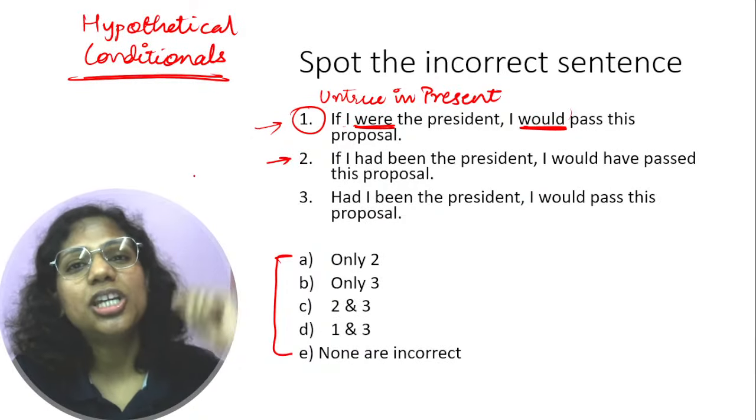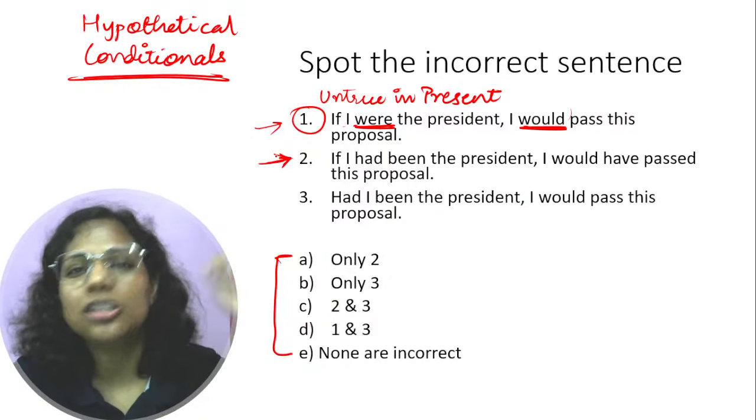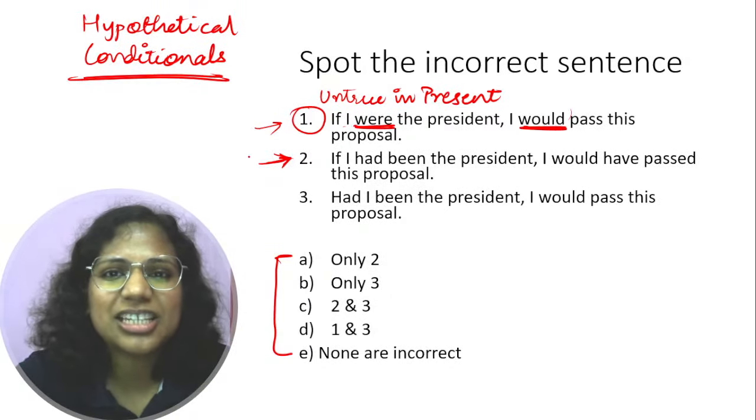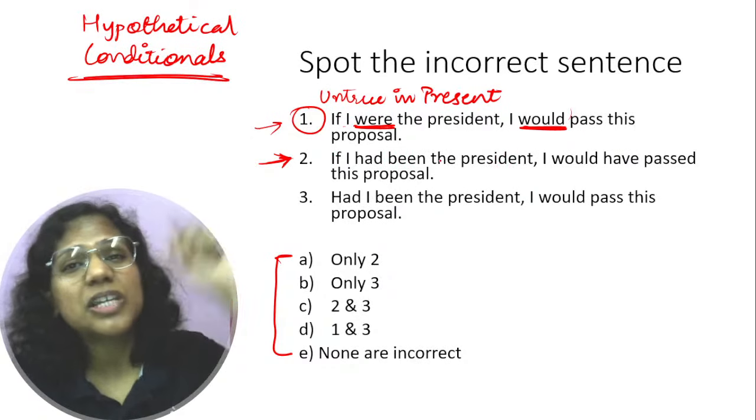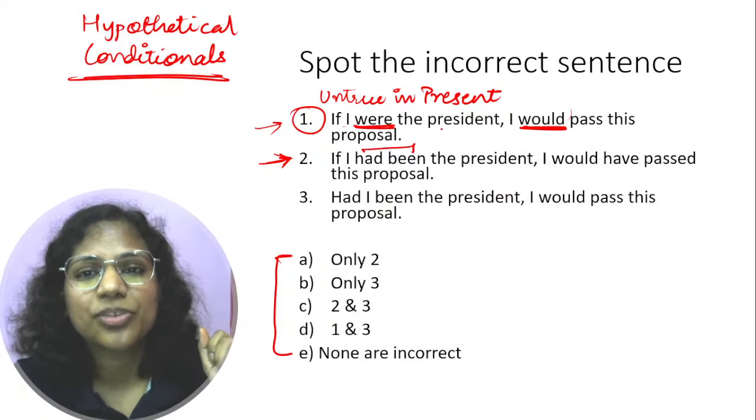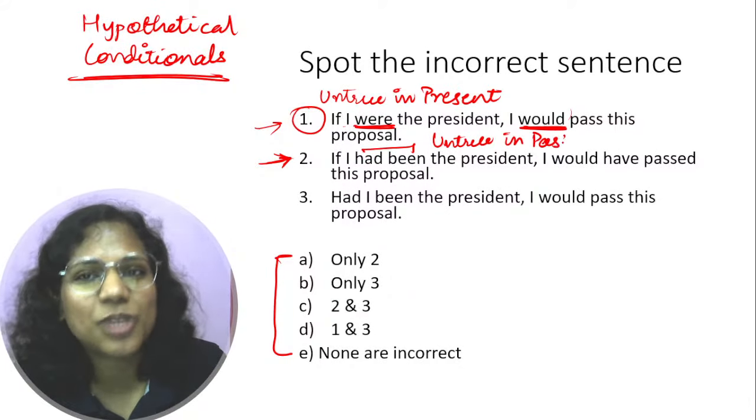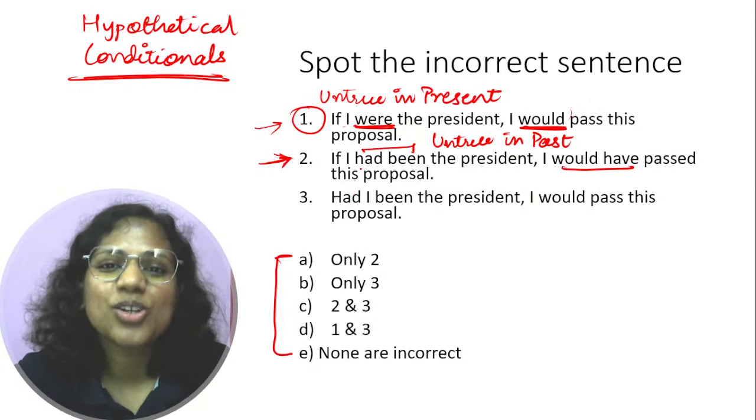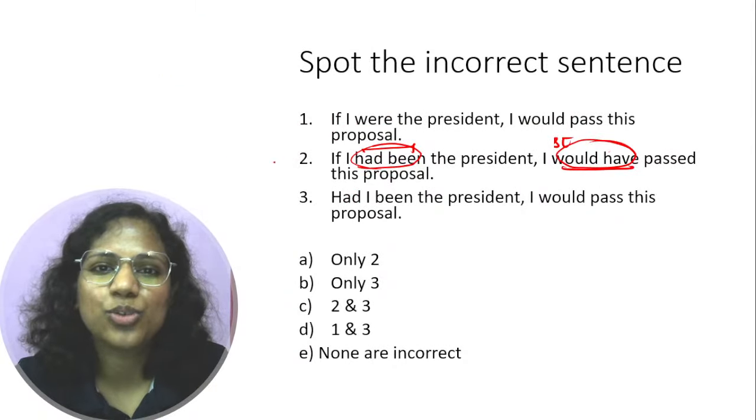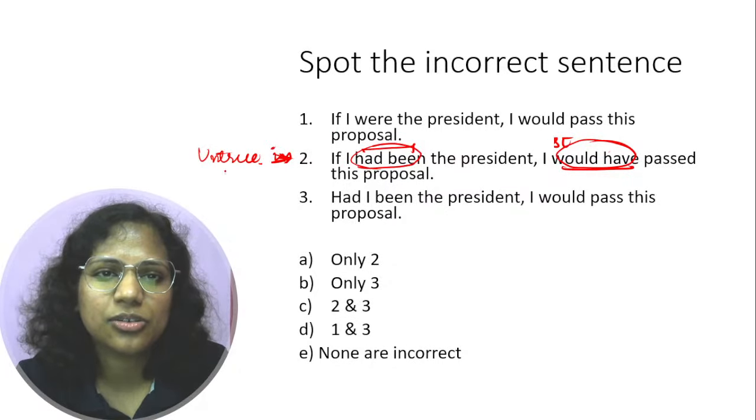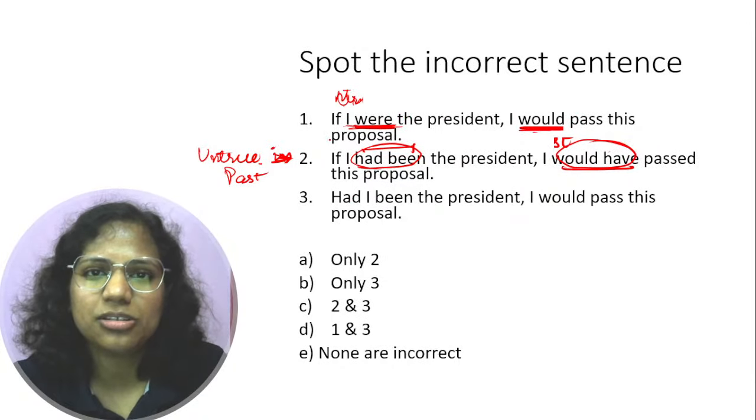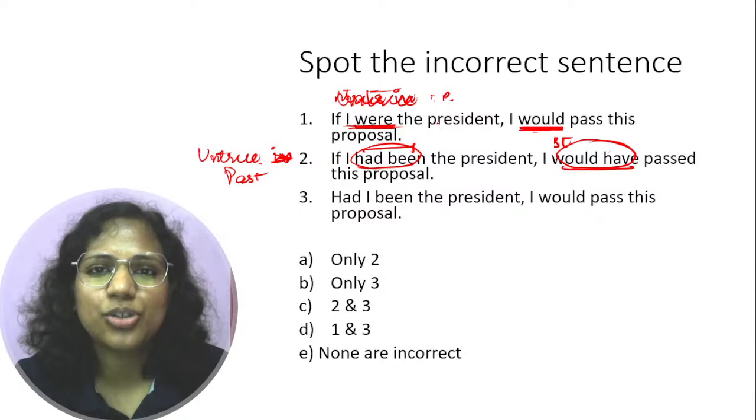Remember this. Let's say you are talking about 20 years ago, the time when, let's take a US case, when Roosevelt was the president. That time is being talked about, right? So if I had been the president at that time, untrue in past, even at that time I was not the president, Roosevelt was, right? So if I had been the president at that time, I would have passed this proposal. So had been, would have. Untrue in past. This is untrue in present. You get this, right? Untrue in present, untrue in past.